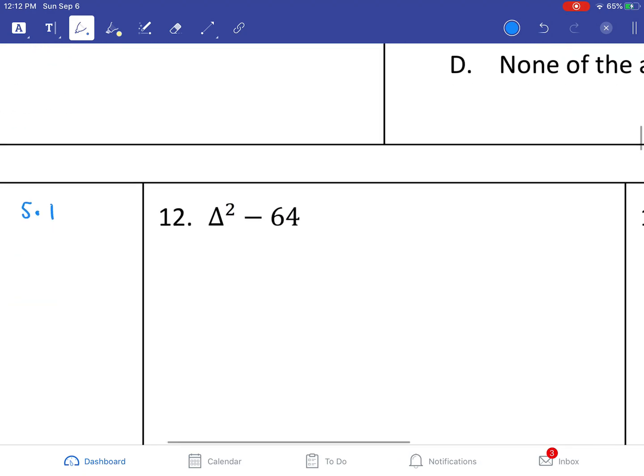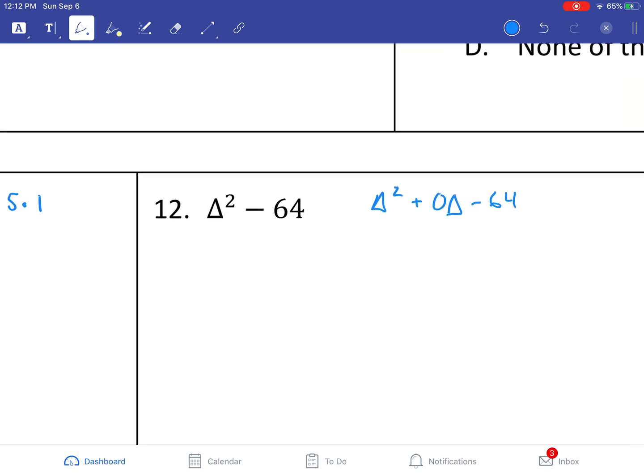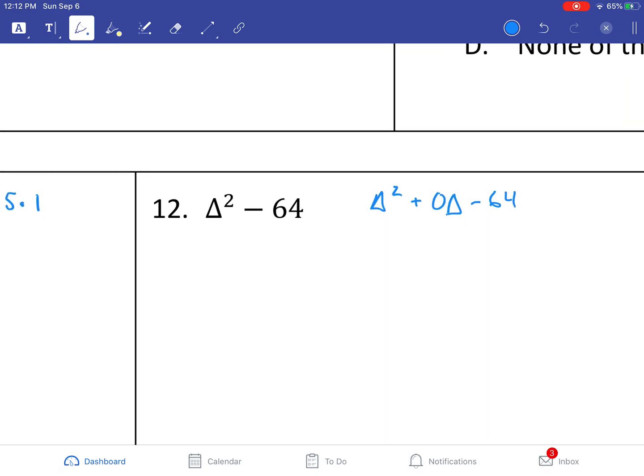Here, number 12. Now you could rewrite this if you wanted to be triangle squared, either plus or minus. We're going to do plus just for the sake of argument. 0 triangle minus 64. Okay. If you don't recognize this, this is a difference of two squares. Okay, so we could do five steps to factoring with this problem. So we have triangle and triangle. It's an ugly triangle. Let's try that again. It looks like a mountain.